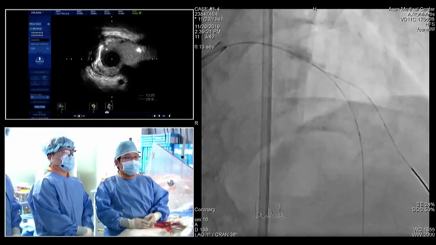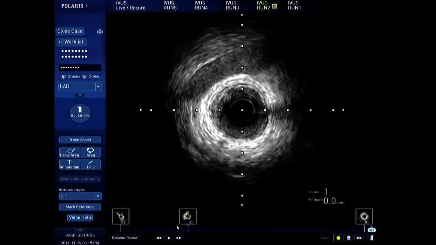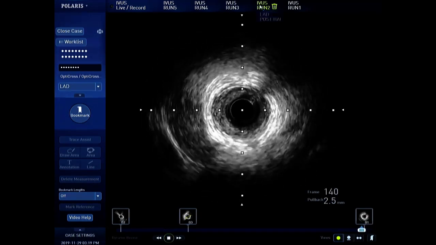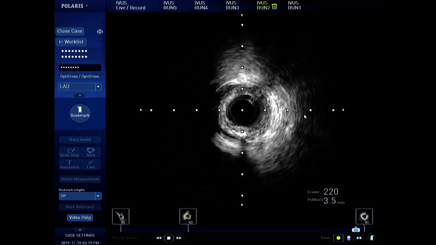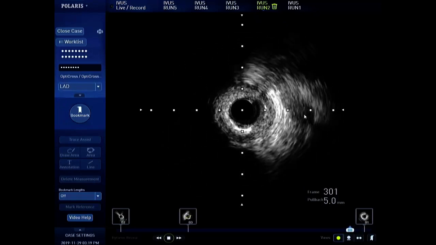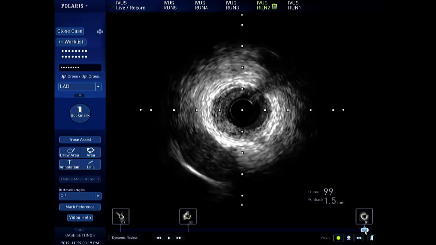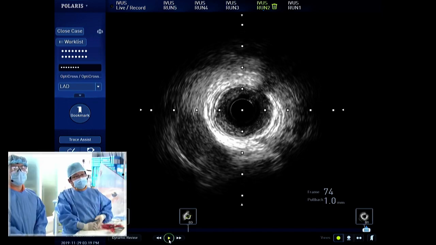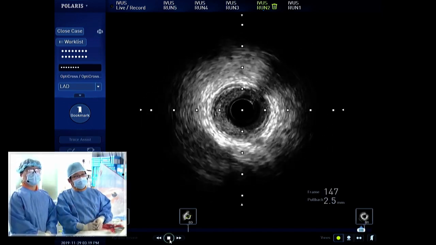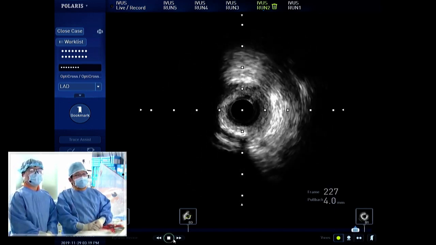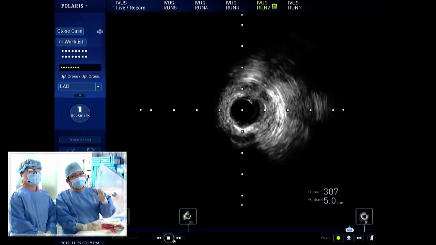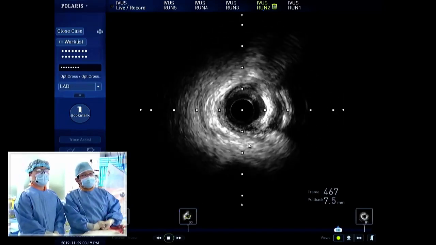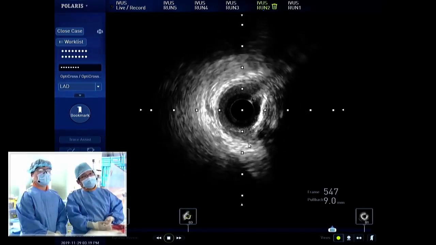Could you show us the IVUS? Can you see, starting below the diagonal branch, the angiographic normal looking area? Please show us the starting area again. Here is a very minimal plaque, vessel size 2.5, minimal plaque. So here is a presumptive distal stent landing area. Just above the presumptive stent landing area, heavy calcification starts. Vessel size is 2.5 here.